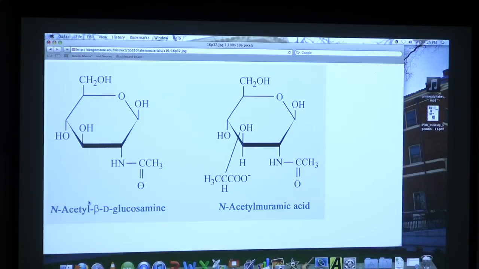I'll show you a structure that involves that in just a second. This guy right here is important because, in polymeric form, it is the structure that gives rise to chitin, the exoskeleton of insects. So chitin is a polymer of N-acetylglucosamine.